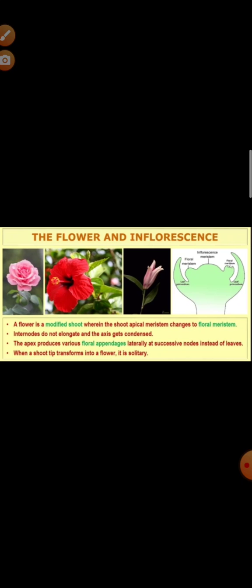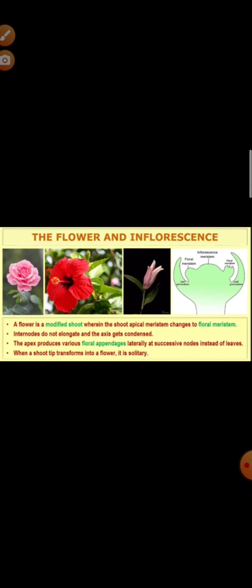What is inflorescence? This is the first thing you have to know. An axis bearing flowers in a particular fashion is called inflorescence. Now flowers can be arranged in different manners in a plant. All plants do not show the arrangement of flowers in the same order. It is different for different plants. So that particular way of arrangement of the flowers on the axis of a plant is known as inflorescence.